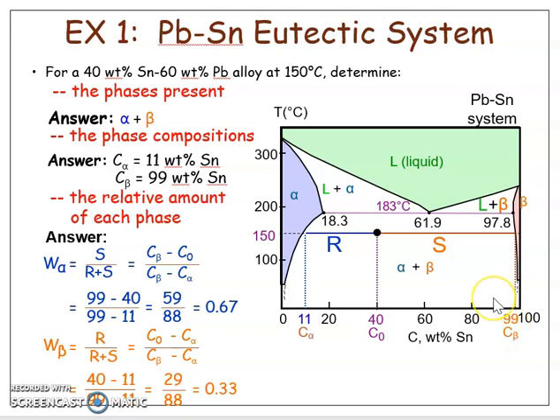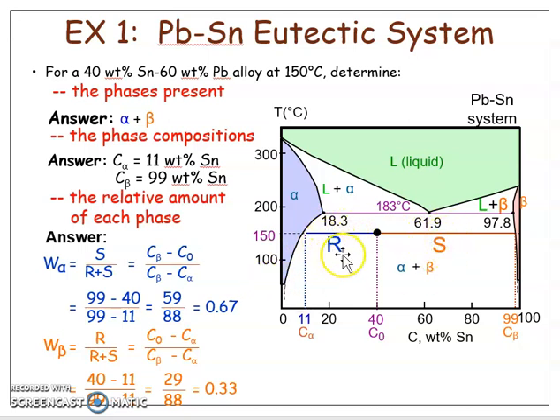Okay, what is the relative amount of each phase? Now you have to calculate the amount. Okay, now you have to make a tie line. Just now you just had to know the composition. What is the composition of Ca and Cb? Now you have to know the relative amount. The third question is the relative amount of each phase. So what you're gonna do is to get R and to get S.